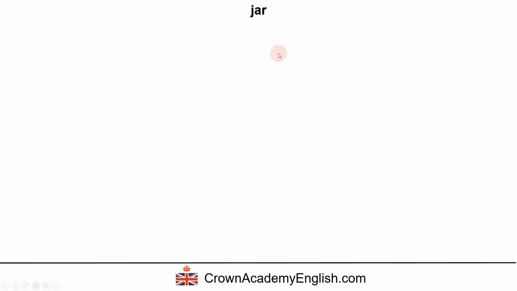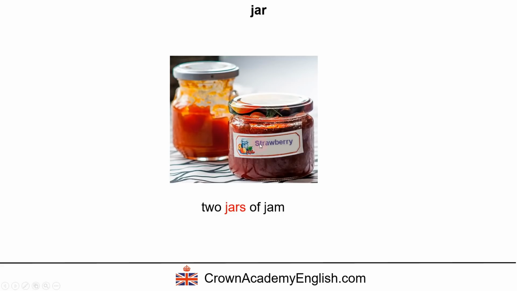A jar. Listen carefully to the pronunciation. Jar. So here are 2 jars of jam. 2 jars of jam. Okay, so we have some strawberry jam in this jar, and that looks like maybe some marmalade, in fact, some orange jam, so marmalade in the other jar. Okay, so jar is a glass container with a lid. So this is the lid and this is the glass jar. Okay, 2 jars of jam.